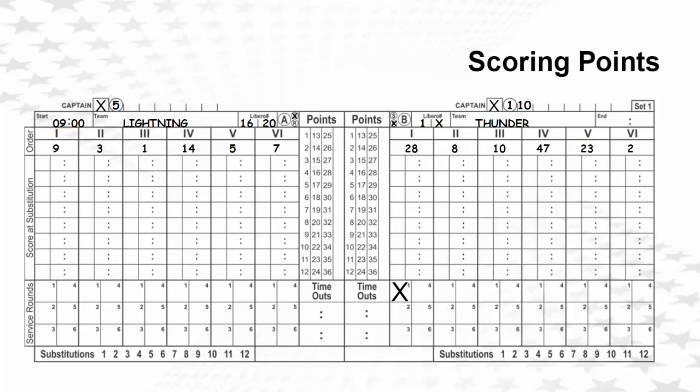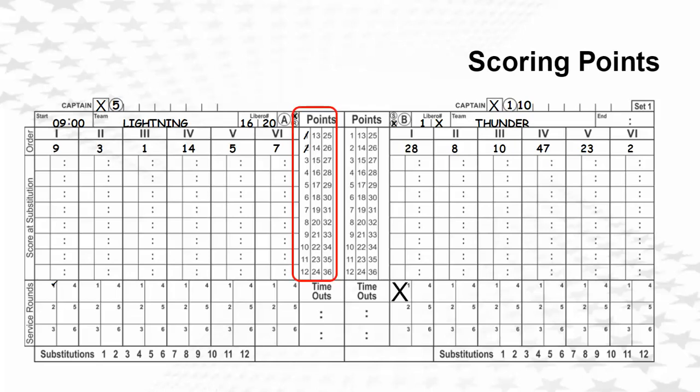In that first service round box, place a small check mark on the 1 to indicate that number 9 served the ball. When Lightning wins the rally, all you do is slash the 1 in the points column for Lightning. Lightning serves again, so make sure that number 9 is still serving. She does, and Lightning wins the next rally as well. Slash point 2 in the points column for Lightning. Lightning number 9 serves again, and this time Lightning loses the rally.